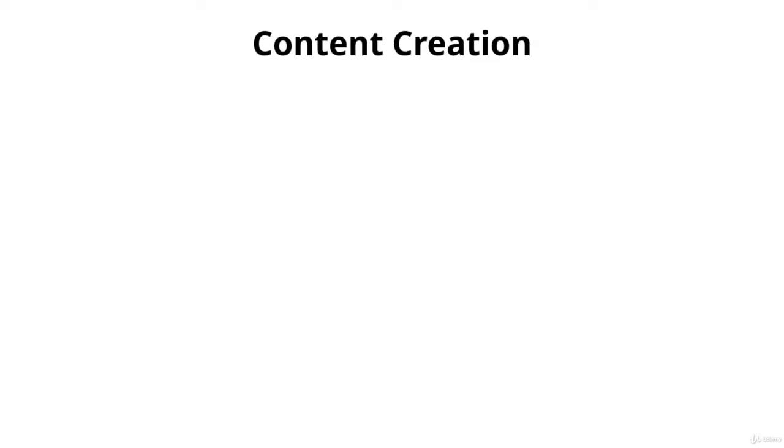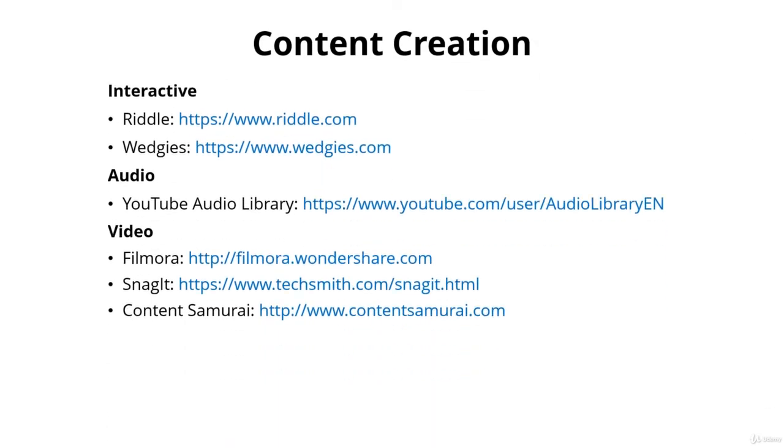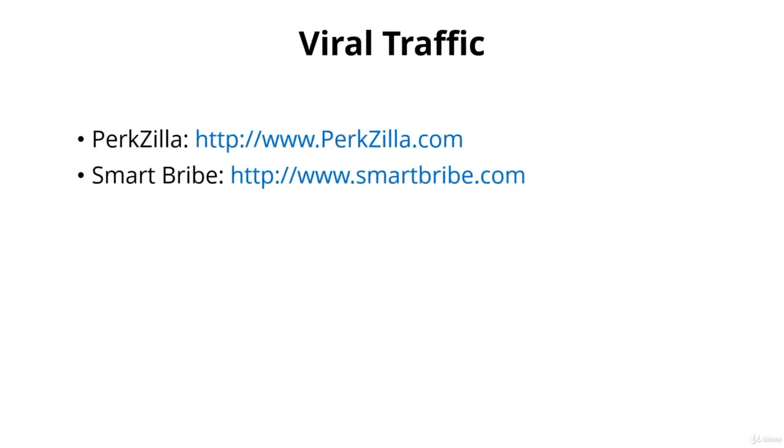And then there's content creation. For interactive content creation, you can use Riddle.com or Wedgies.com. For audio content creation, you can use YouTube Audio Library. And for video content creation, check out Filmora, Snagit, and Content Samurai. Finally, for viral traffic, check out SmartBribe or Perkzilla.